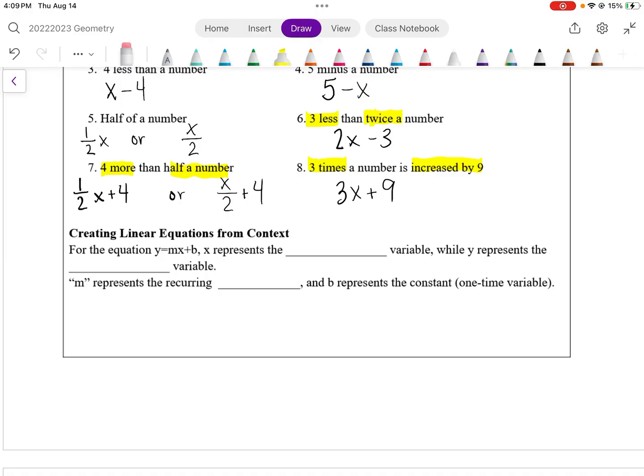All right, I did make the last minute decision to break this up so it doesn't get too long. But we're going to do some word problems now. Before we do that, there's a few things we need to talk about.